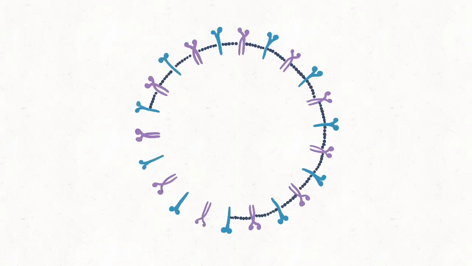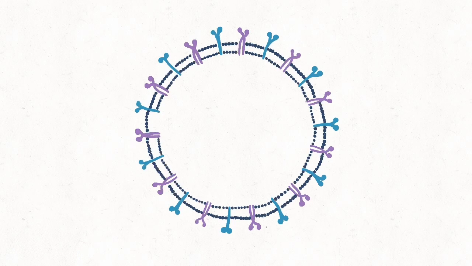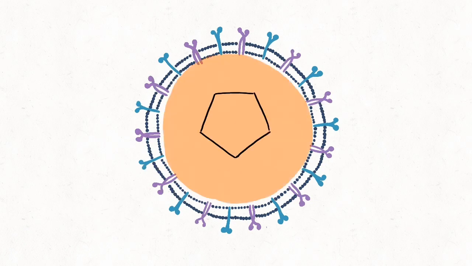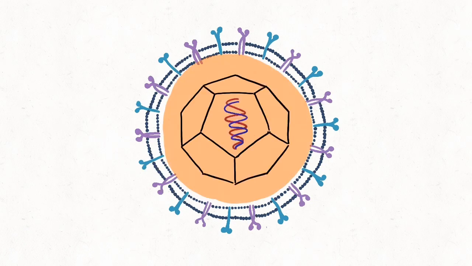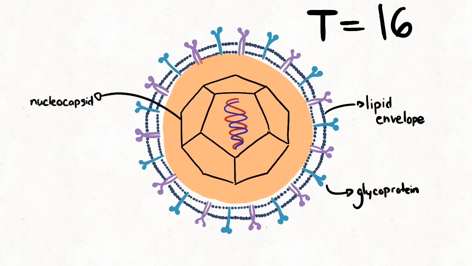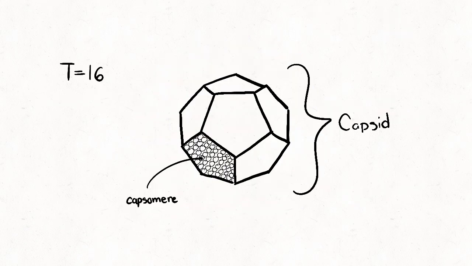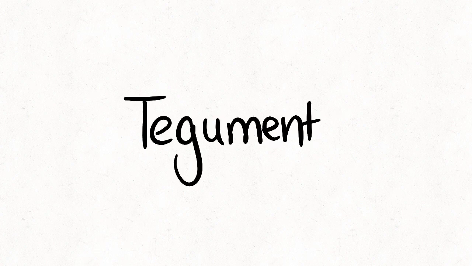HCMV contains a host-derived envelope that contains glycoproteins. Glycoproteins are basically proteins that have a carbohydrate attached to them. And the genome is encased by an icosahedral-shaped nucleocapsid with a T of 16 that contains 162 capsomeres. Capsomeres are basically tiny subunits that make up the nucleocapsid. The nucleocapsid basically protects the genome inside the virus. Lastly, herpesvirus basically contains a tegument.